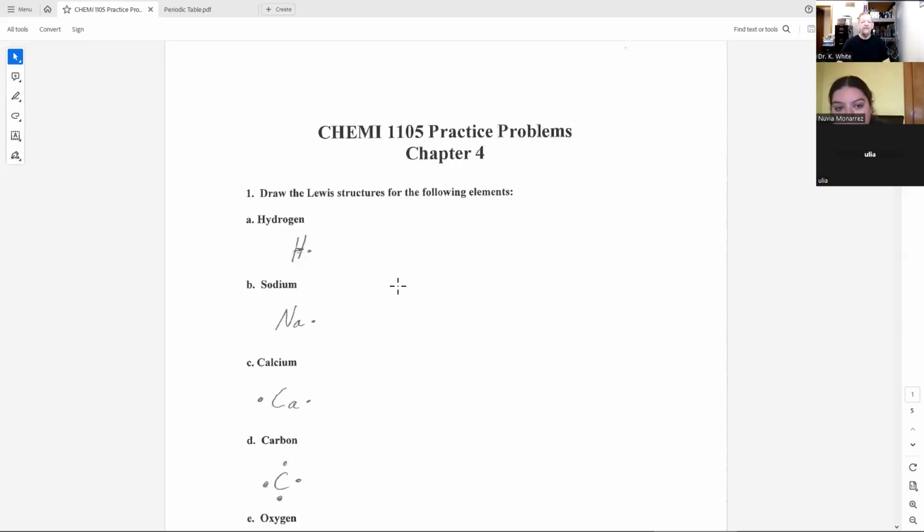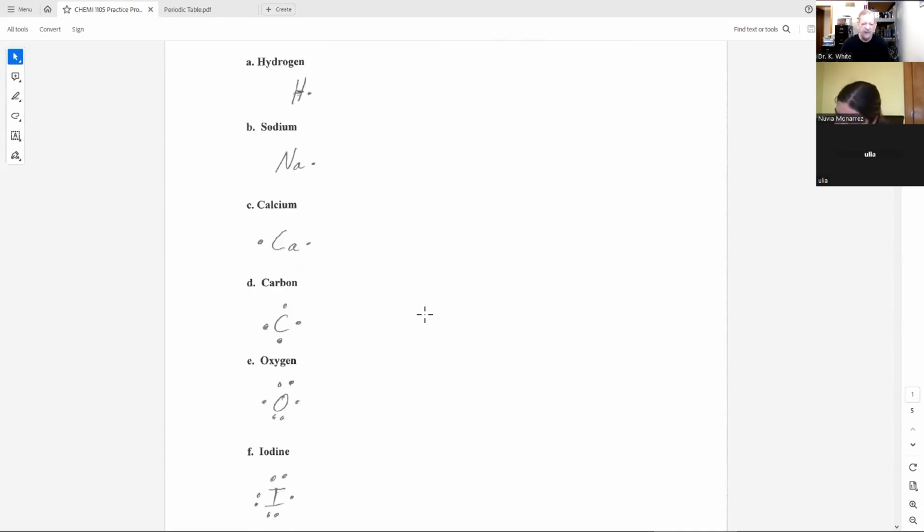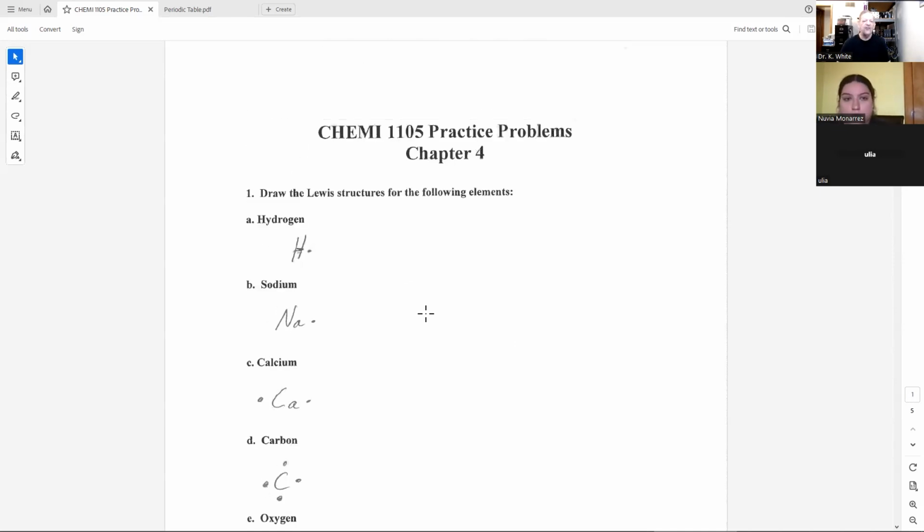All right, let's look at chapter 4, practice problems. Even though I'm going through some of these, hopefully you are going through those too on your own first. All right, first question. Draw the Lewis structure for the following elements.